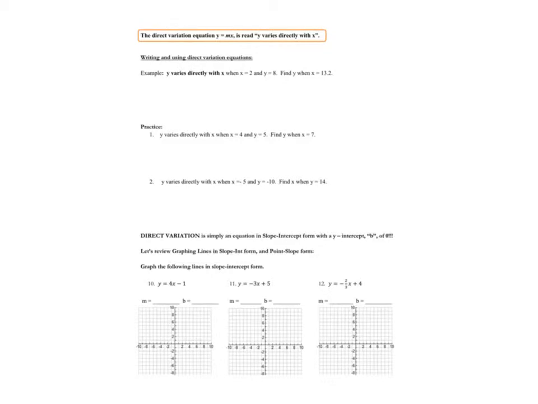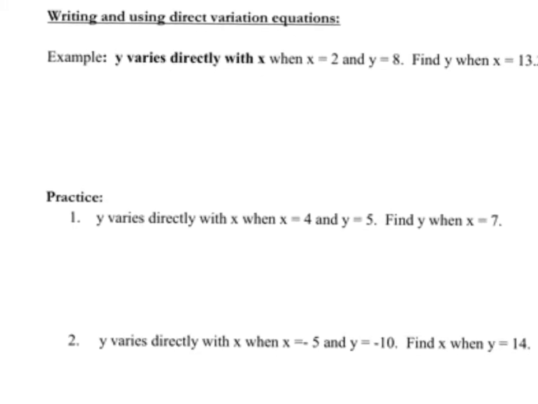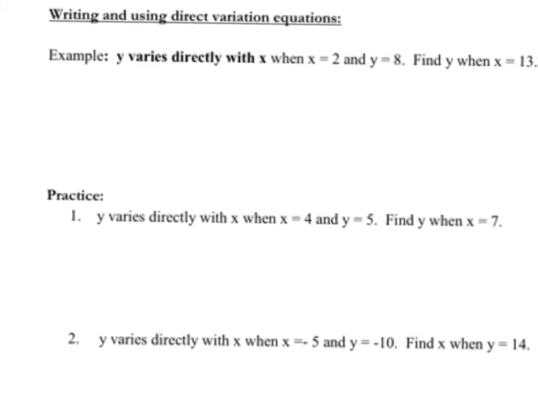Last example for direct variation, and then everything else on this worksheet is just a review that I will very briefly go over. So this is writing equations of direct variation equations. Really, you guys, try not to overthink this. This is going to be the same thing every time. So first they give us a really big clue. Y varies directly with x when x equals 2 and y equals 8. Find y when x equals 13.